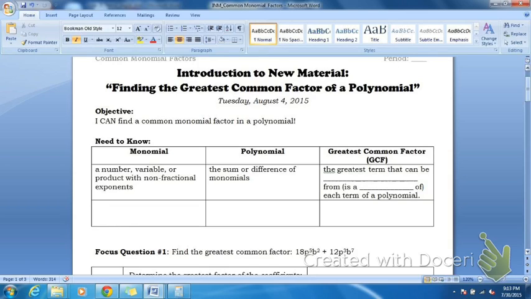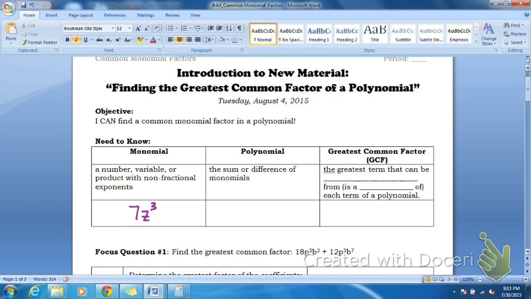We have a monomial, for example 7z to the third power. I just want to give an example of a monomial. This is a number, variable, or product with non-fractional exponents, and it can be positive or negative. The idea is that it can only be one term. There's no other monomial being added or subtracted with this. So we can leave it as 7z to the third, or you can write it as negative 7z to the third.